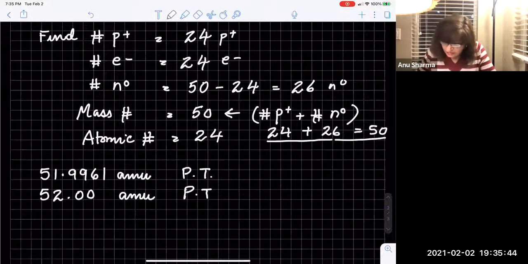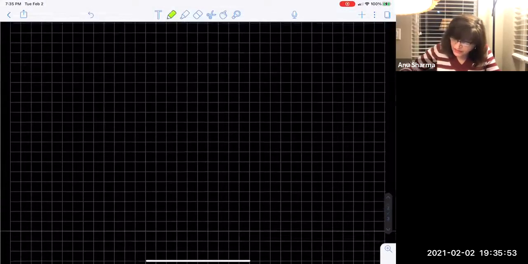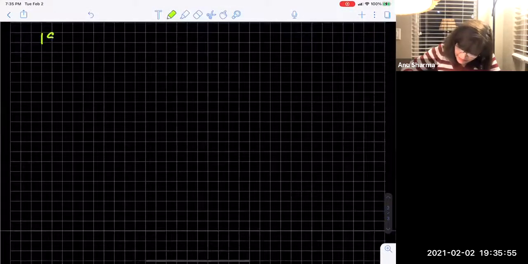First of all, why is it not showing as an exact number? The cause behind that is the isotopes and their abundance. So isotopes, iso means same.